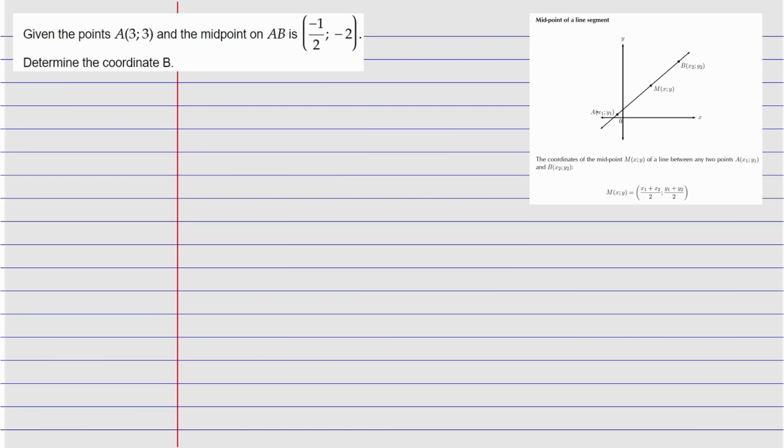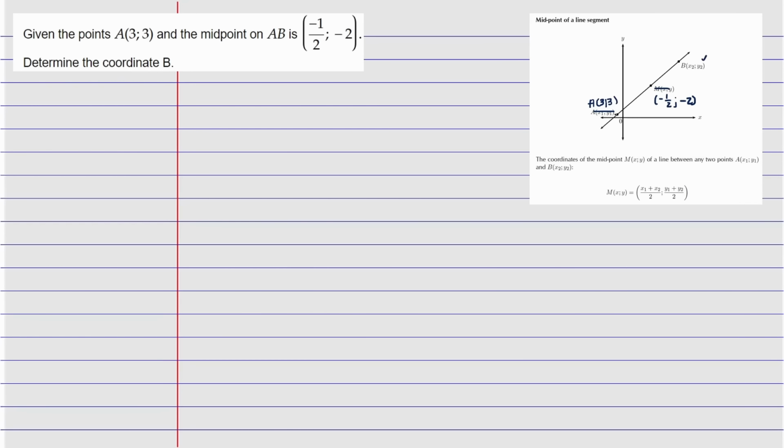So what are you given? Let's say you're given this A. So this is nice because we wrote it in A. So let me just write it. You're given A, which is (3, 3), right? And you're also given the midpoint, and the midpoint, I'm going to say, is (-1/2, -2), right? And you are not given this point B, right? So they want you to determine this point B.